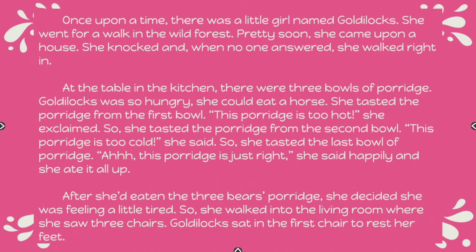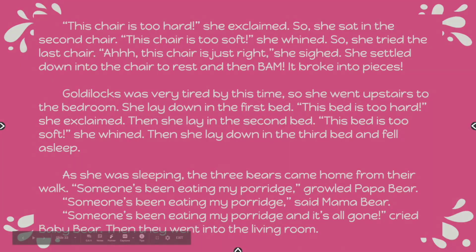After she'd eaten the 3 bears' porridge, she decided she was feeling a little tired. So she walked into the living room where she saw 3 chairs. Goldilocks sat in the first chair to rest her feet. "This chair's too hard," she exclaimed. So she sat in the second chair. "This chair's too soft," she whined. So she tried the last chair. "Ah, this chair is just right," she sighed. She settled down into the chair to rest, and then bam! It broke into pieces. Goldilocks was very tired by this time, so she went upstairs to the bedroom.